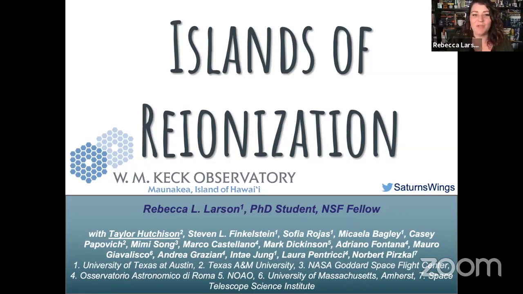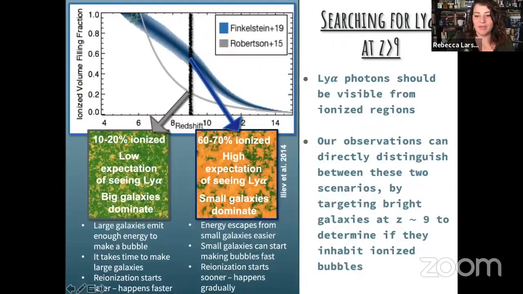So today I'm going to talk about a program called the Islands of Reionization, which is a Keck program that I've been working on for the past couple of years now. It's looking for high redshift galaxies. I'm just going to talk about the most recent results that I have and update everyone on where I'm at. So this program is looking for redshift 9 Lyman alpha emission.